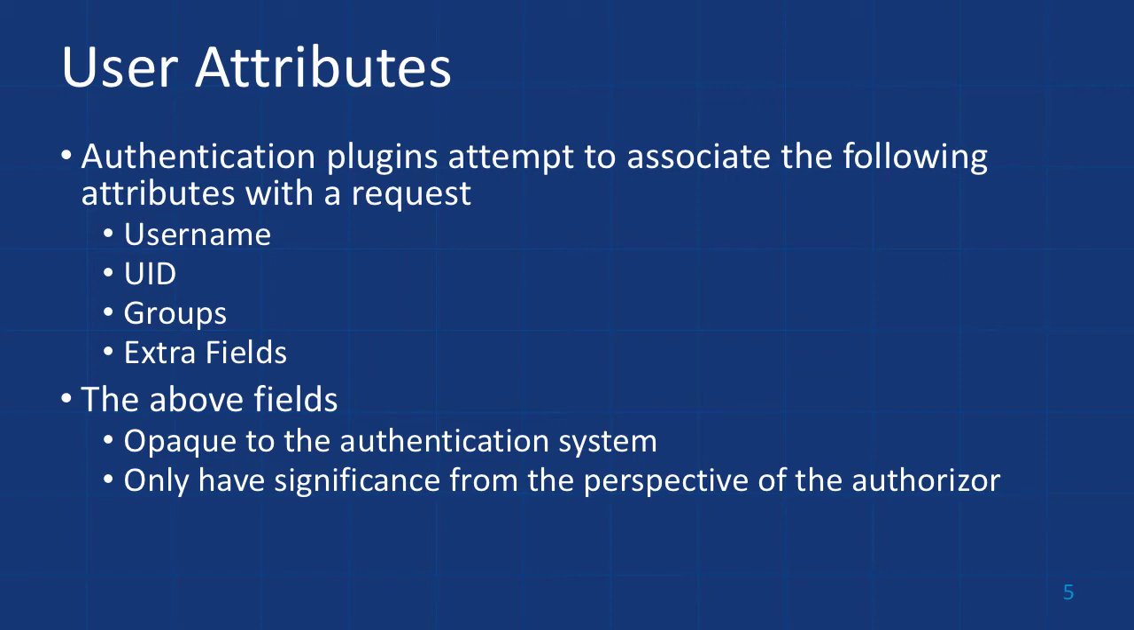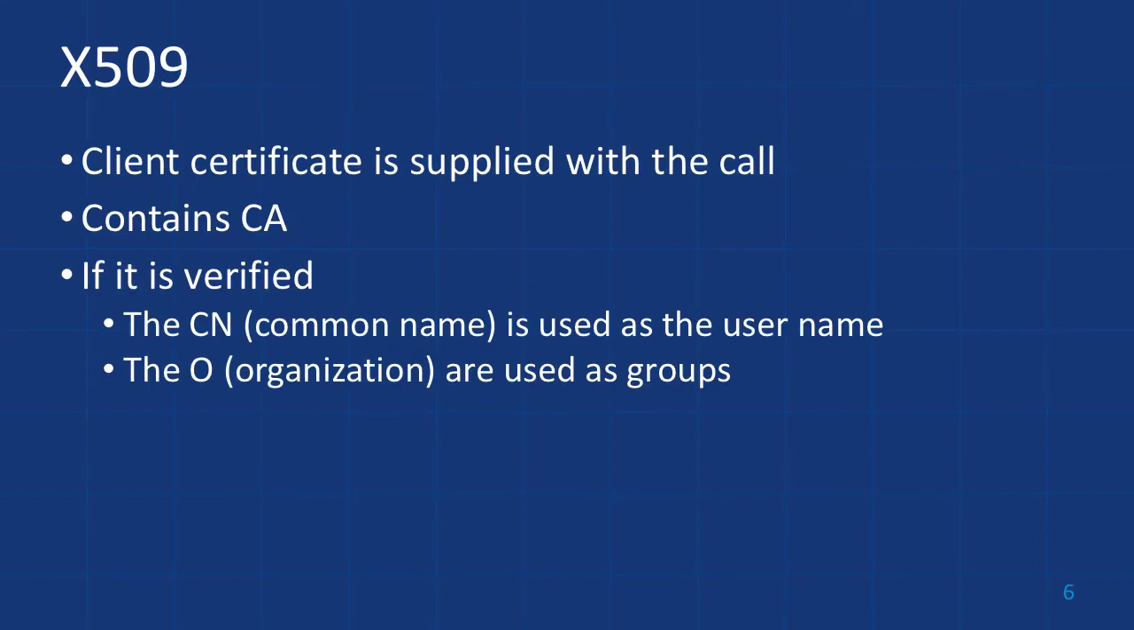So what does that mean, opaque username? Basically, it means that those fields, the authentication system doesn't really know anything about them. They're just opaque values that only have significance when passed to the authorizer. So the authorizer gives them some meaning. You're going to get a username passed to the authorizer, and then the authorizer will determine whether that user has the ability to perform whatever you wanted them to perform.